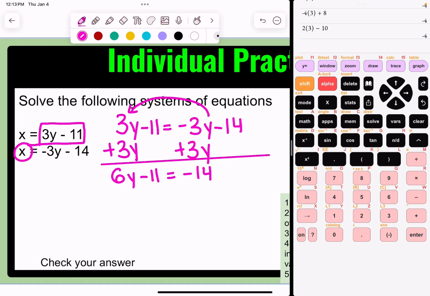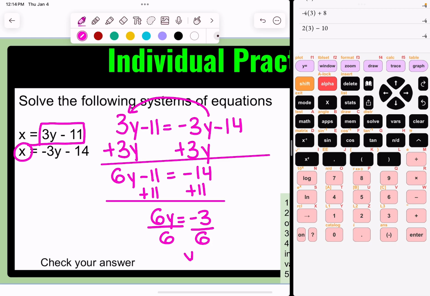Even if you reverse the order and put the left side equal to the right side or the right side equal to the left, it's not going to make a difference. You will get the same answer. All right, let's add 11 to both sides. I will get 6y equals -3. Divide by 6 on both sides. y equals -1/2.